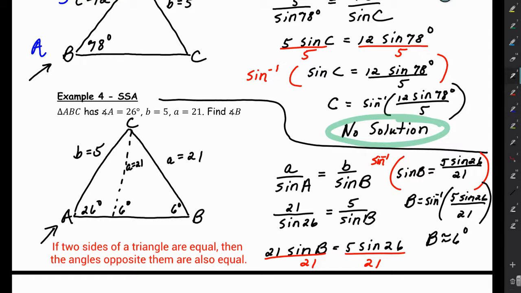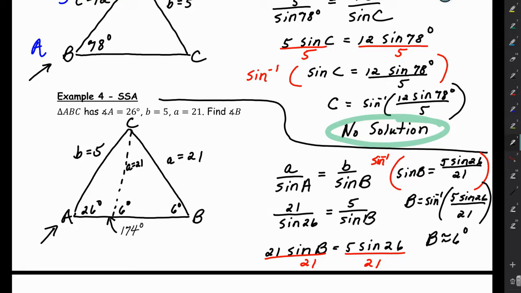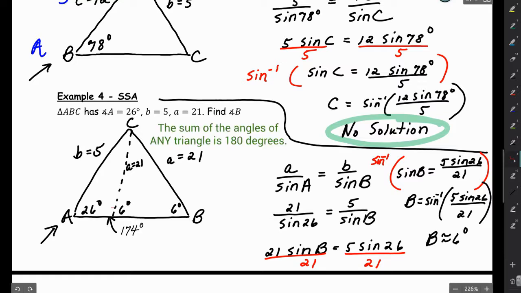Okay, angles opposite congruent sides are congruent. This is a geometry theorem. Now, here's the part where we test to see if we have another possible solution. We're going to look at that angle right there. Well, we have a linear pair here. This angle plus this angle makes a line. So 180 minus 6, that means that that angle there is going to be 174 degrees.